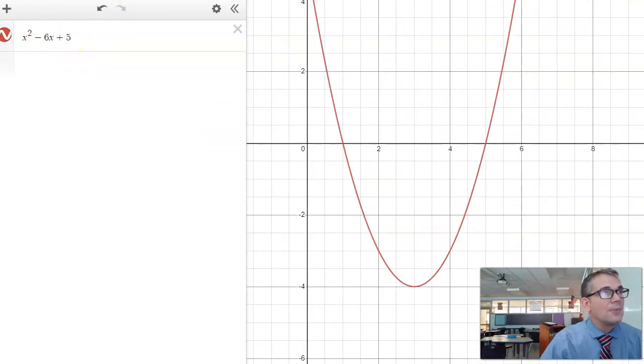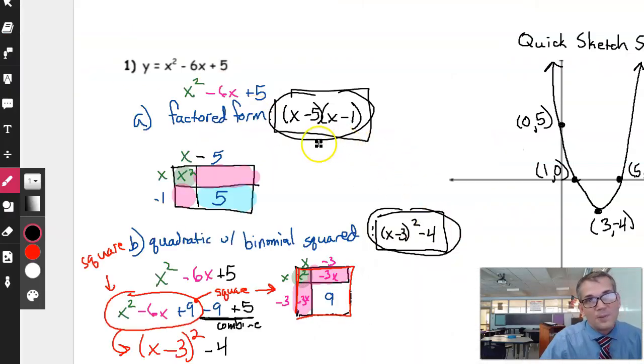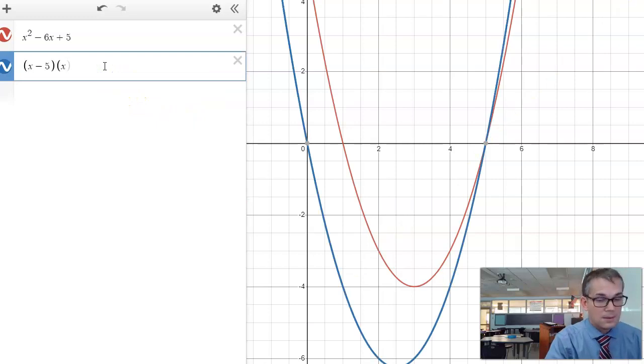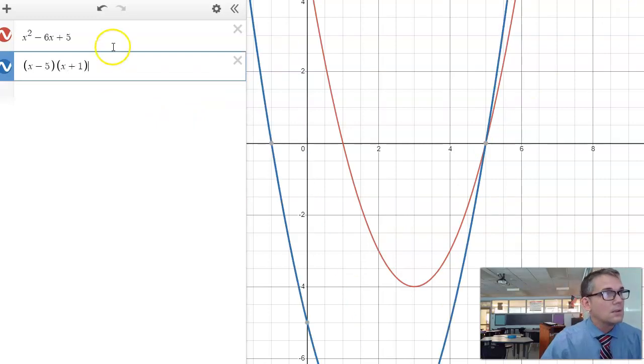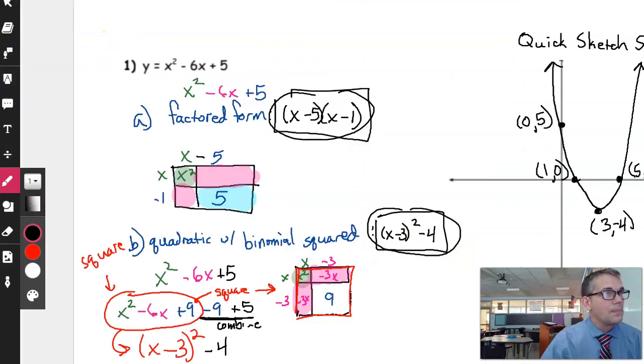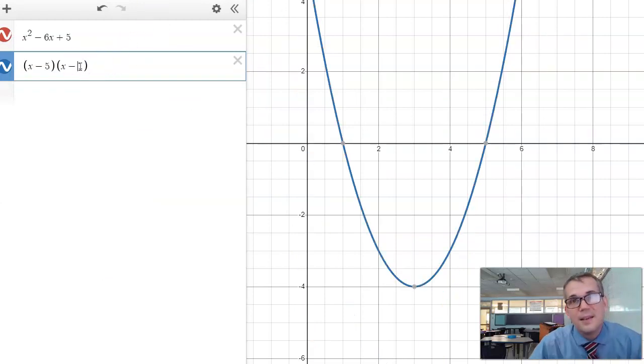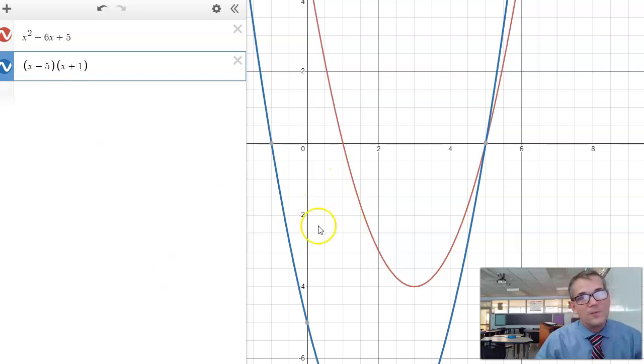That's the original problem. I think the factored form is supposed to be x minus 5 times x plus 1, so I'll type that in. I mean x minus 1? Wow, I'm making a lot of mistakes. Am I doing it on purpose to show you what happens if you make a mistake, or is it an accident? I'll never know. But when I typed in the wrong answer, I had two very clearly different parabolas.